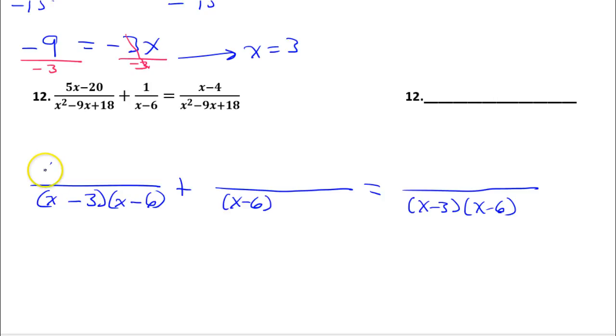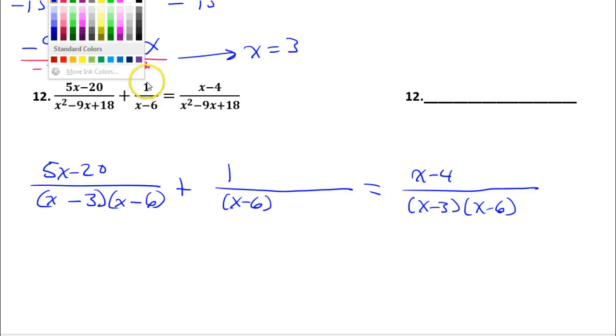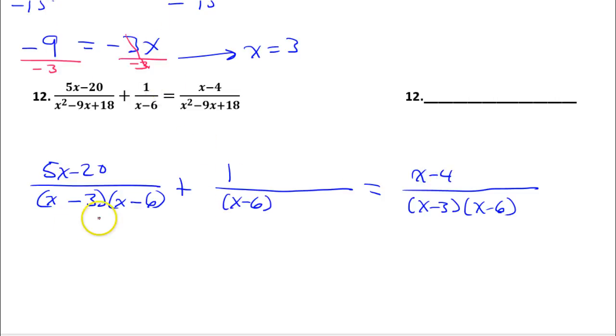Meanwhile, in the numerator, here I had 5x minus 20. Here I had 1. And here I had x minus 4. So far all I've done is factor. Now I need to make the denominators the same. Now 2 of the denominators are already the same. If I want this one to be the same, I'm going to have to multiply by x minus 3. And to keep the balance, I have to multiply the numerator as well.